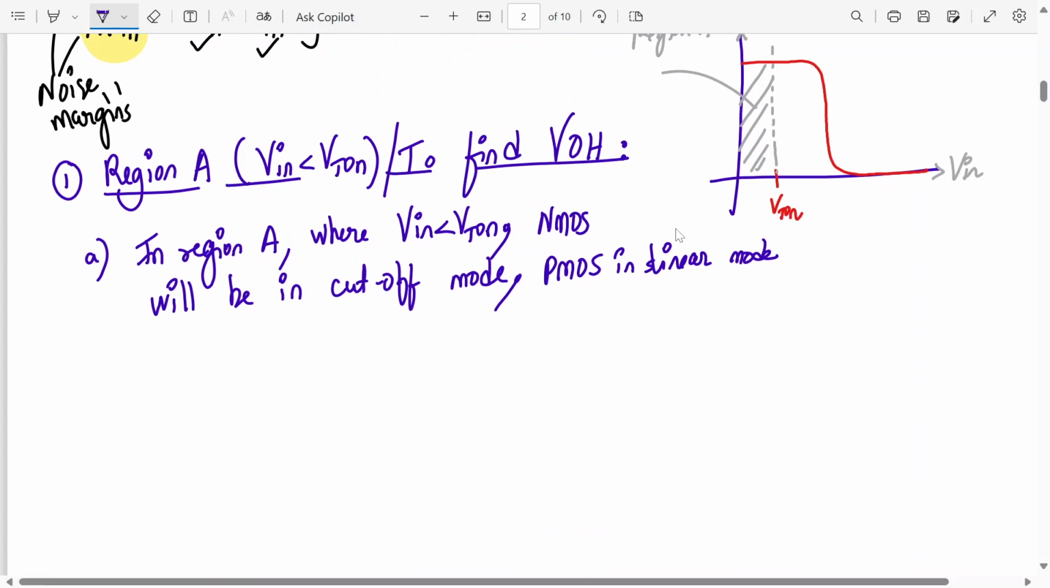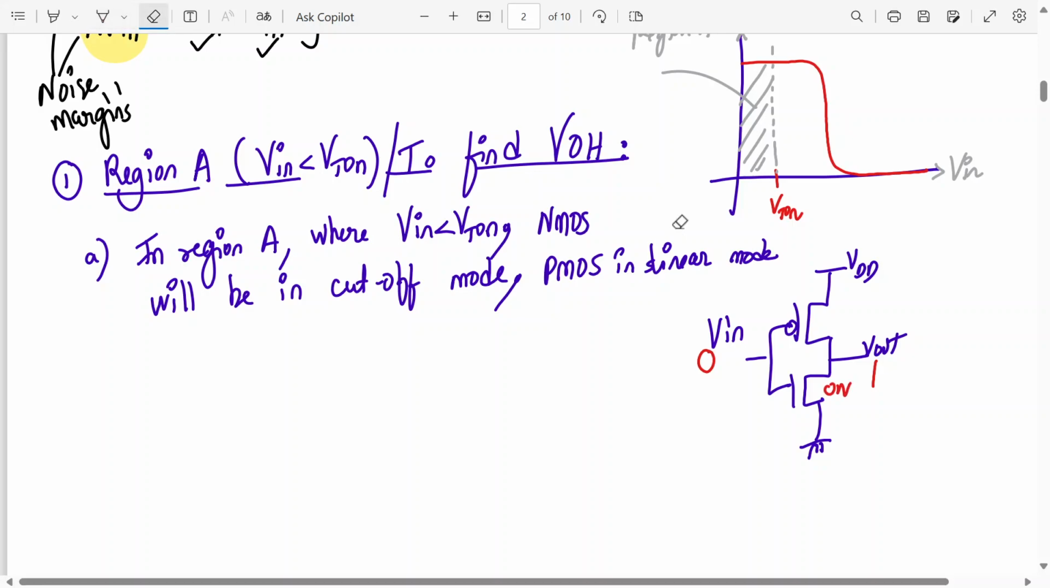Let's say I replace the, this is my CMOS inverter, this is VDD, this is Vin, this is Vout. So for a Vin less than VTON, that means this is almost close to 0. So my output should be close to 1, and it is close to 1 basically. So my PMOS transistor is on and my NMOS transistor is off. Basically this is the situation.